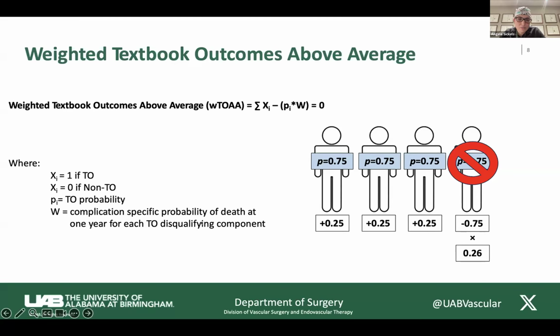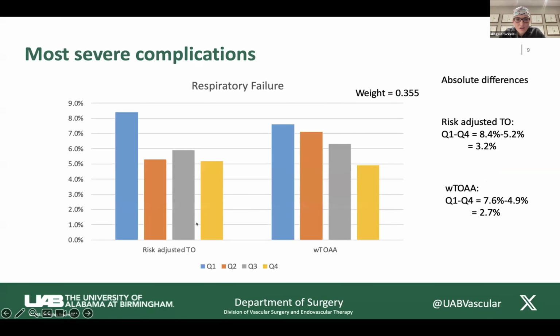And this was developed in collaboration with Dr. Jones at UMass, who has written a little bit about this methodology as well. So this is one specific complication that we looked at in open aneurysm repair. And essentially what this graph is showing is that if you just take the quartiles of groups for risk-adjusted textbook outcomes versus the centers, when we did this weighted textbook outcomes analysis, you see that there's better discriminatory ability among the four categories of centers than if you just risk adjust it.